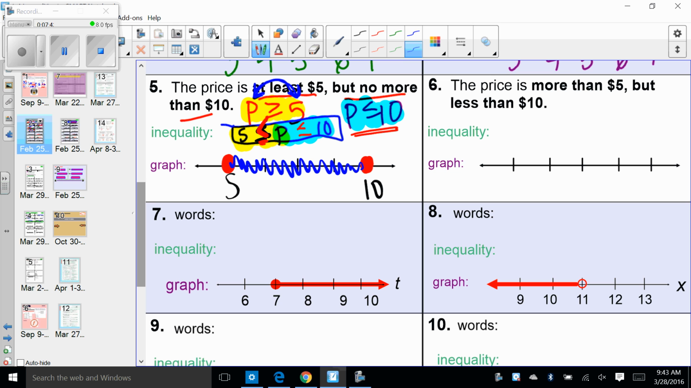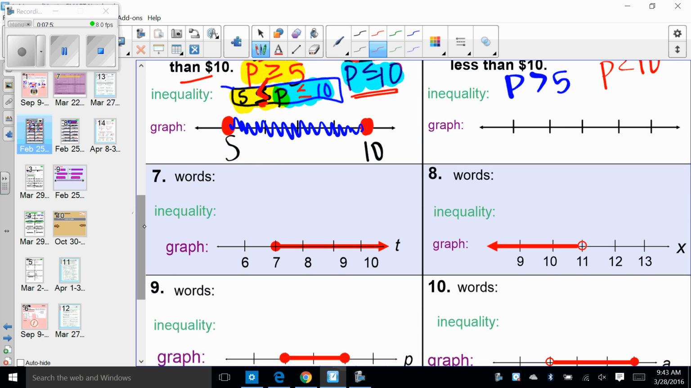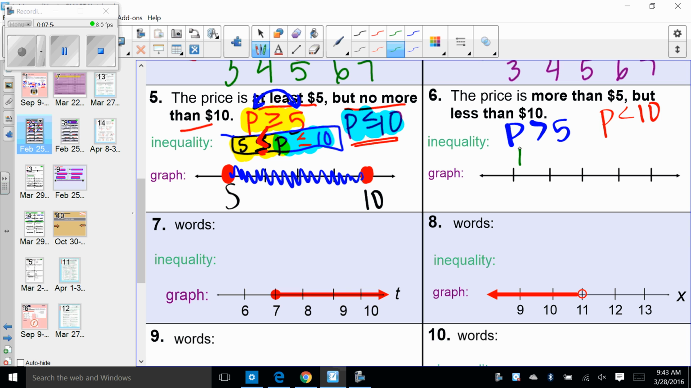So we have the prices more than 5 here. More than 5, notice it's not equal to. And the price is less than 10. Again, notice it's not equal to. So we have to get those thoughts into one box here. We're saying that the price is somewhere between 5 and 10. This is where it gets a little tricky for kids. Go ahead and catch up if that's too fast.